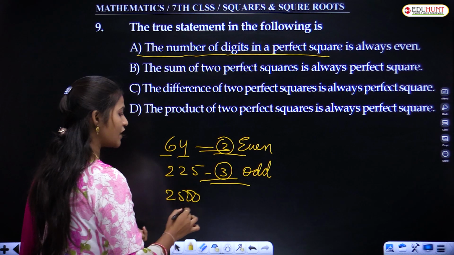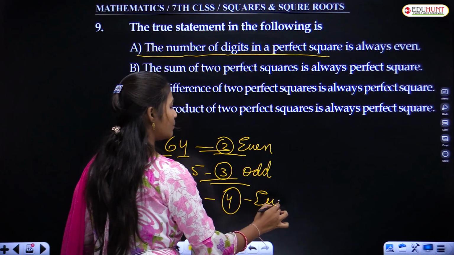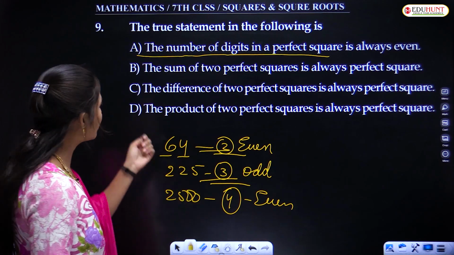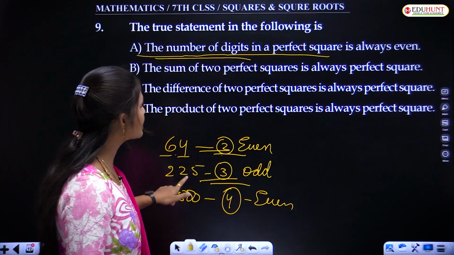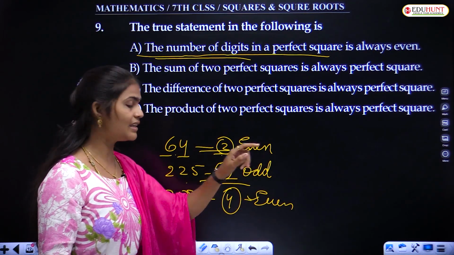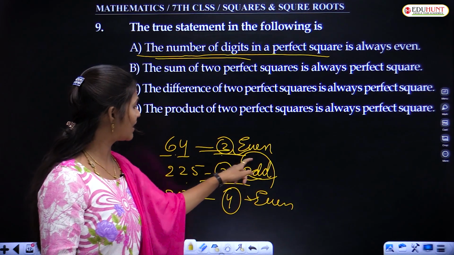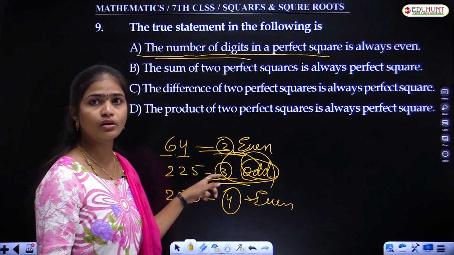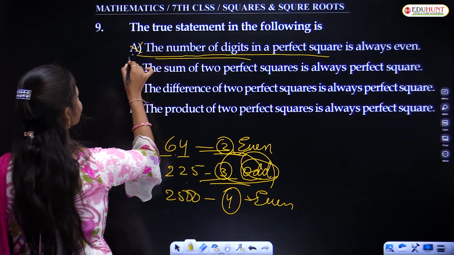2500 is also a perfect square. So this has 4 digits. 4 means an even number of digits. But what about the first point? They are saying the number of digits in a perfect square is always even. But here we are getting odd, an odd number of digits also, no? That's why the first one is wrong.